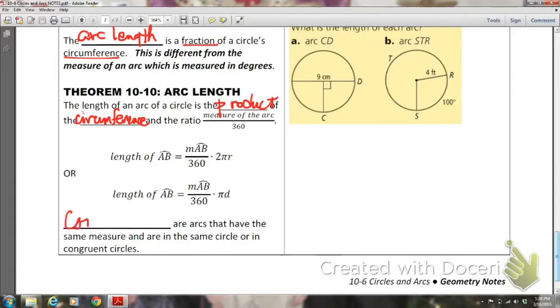Last definition is for congruent arcs. So congruent arcs are arcs that have the same measure and are in the same circle or in congruent circles. So let's look at these last two problems on the right.